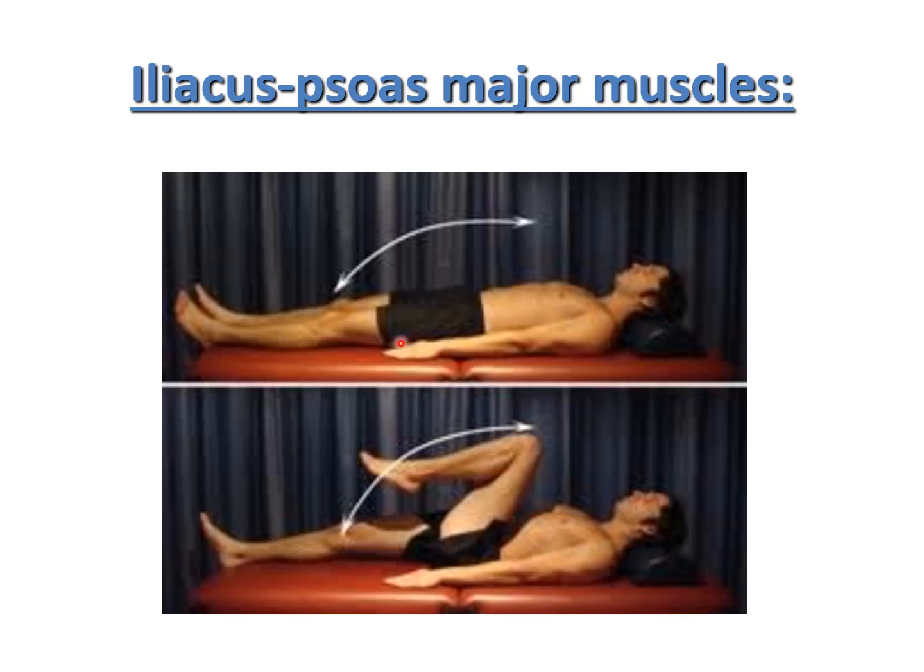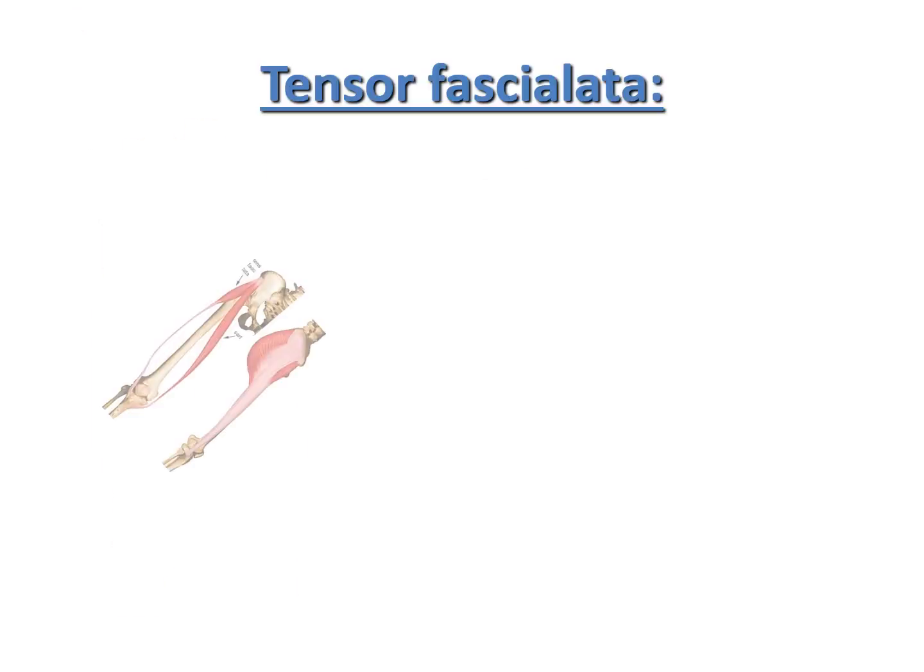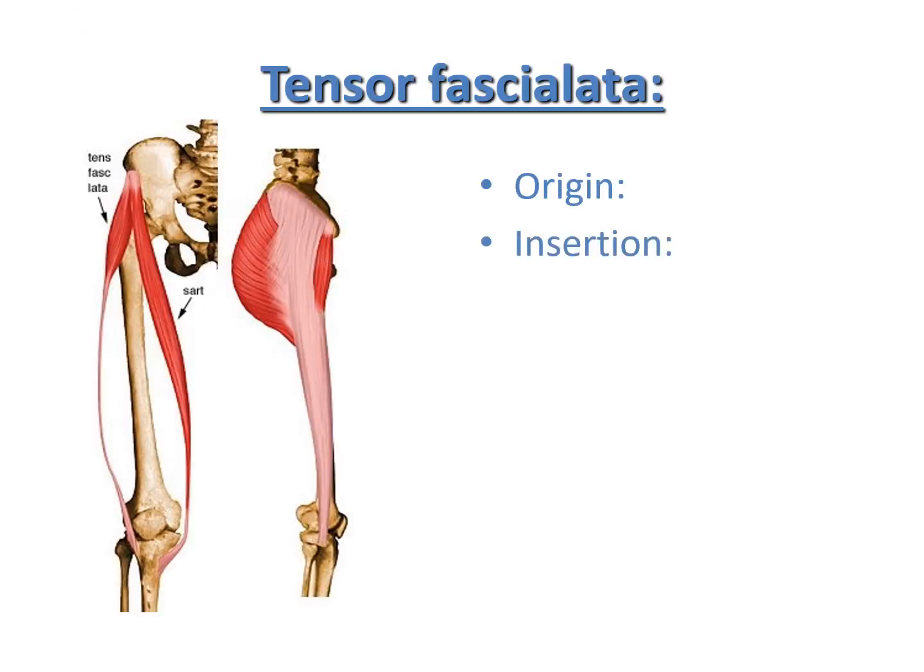Here, this is the action of iliacus. It flexes the thigh on the trunk if it acts from above, or, if it acts from below, it flexes the trunk on the thigh. Flex the trunk like this on the thigh.